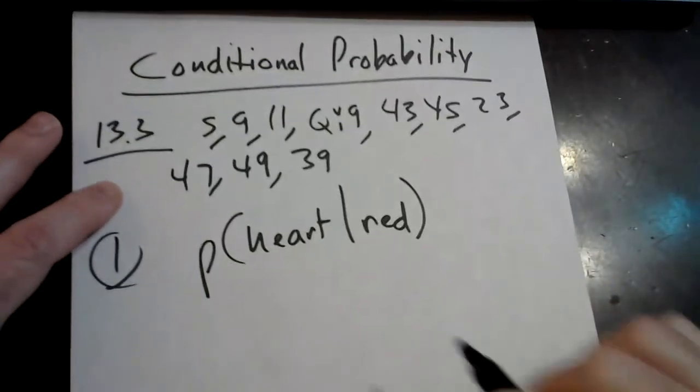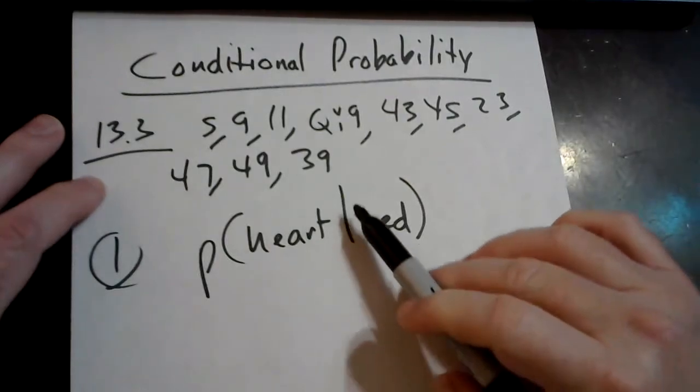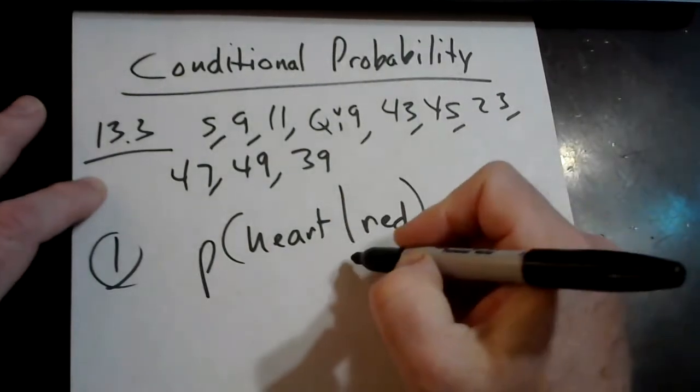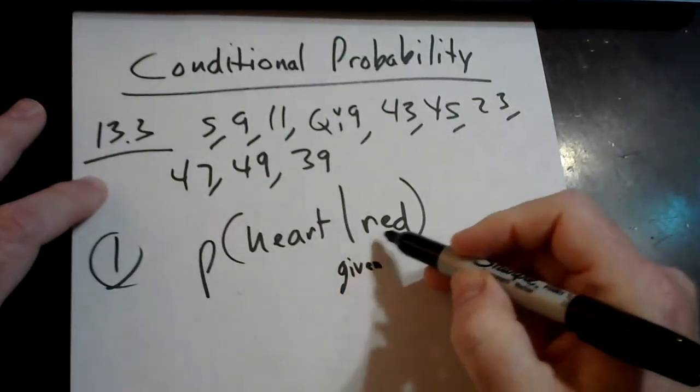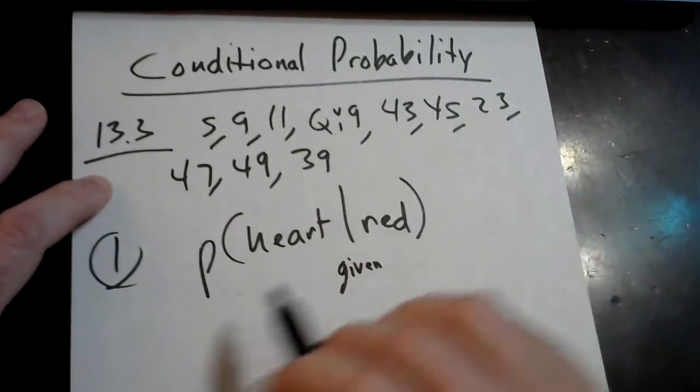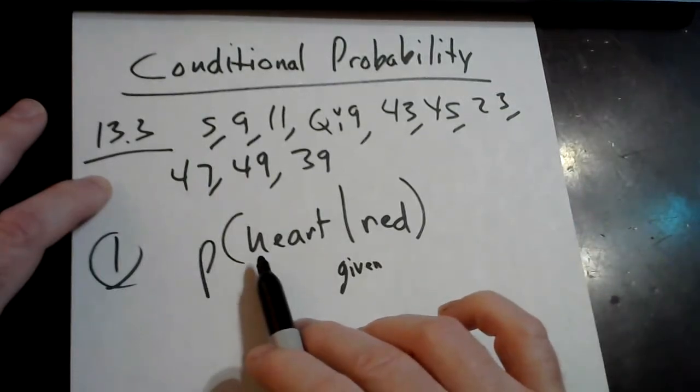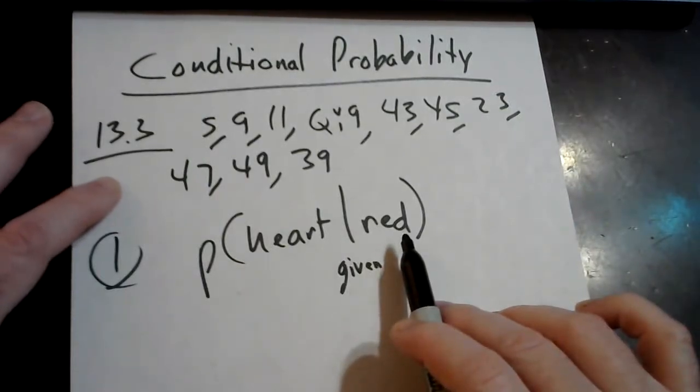Alright. Now this is the notation for conditional probability. Whenever you see this vertical bar, that vertical bar is read as "given." So the given or assumed information is always after the vertical bar. So this is how you read it. What is the probability of getting a heart given that the card is red?